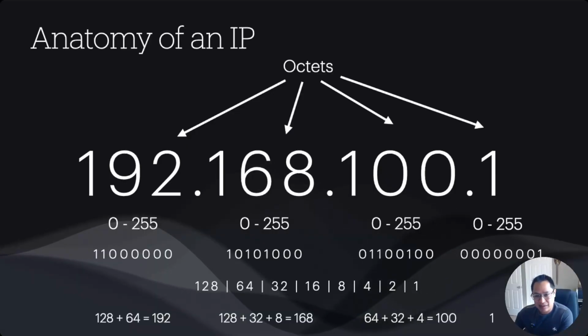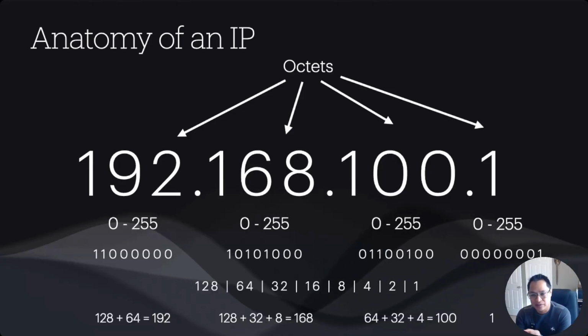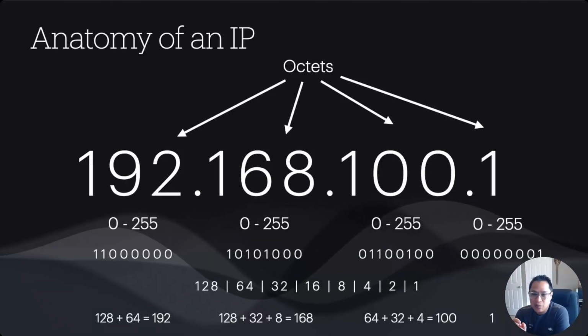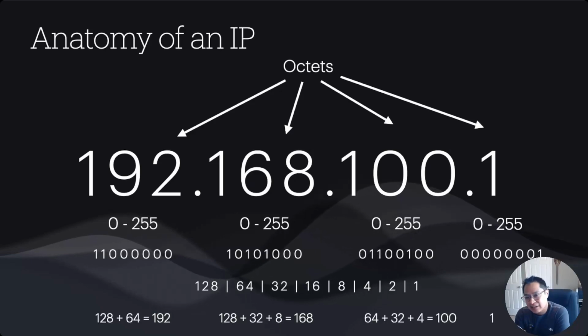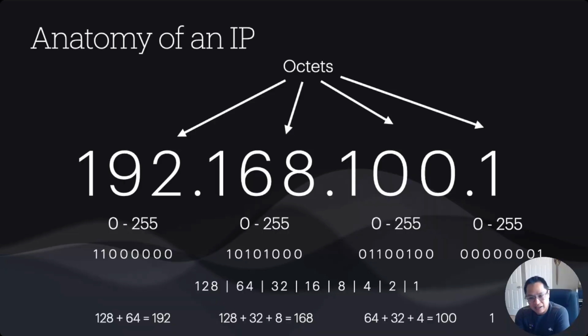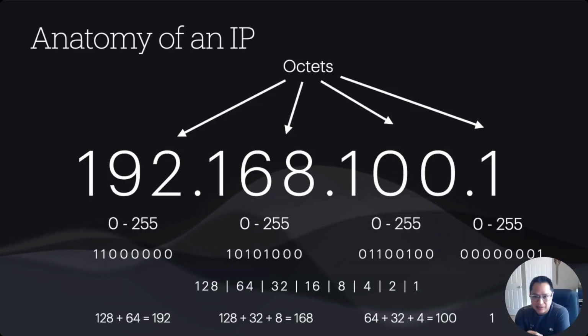That next number, that 168, you can see there's a 10101000. Well, that means that we have activated that 128 spot. 64 is not activated. We activated that 32 spot. 16 is not activated. We activated that 8 spot. Nothing else has a 1 in it. So that's how we got that 168.